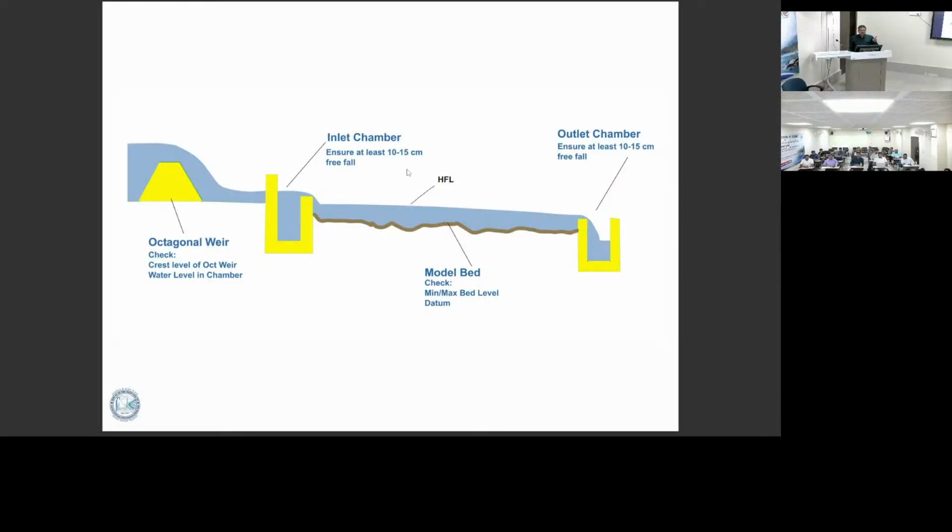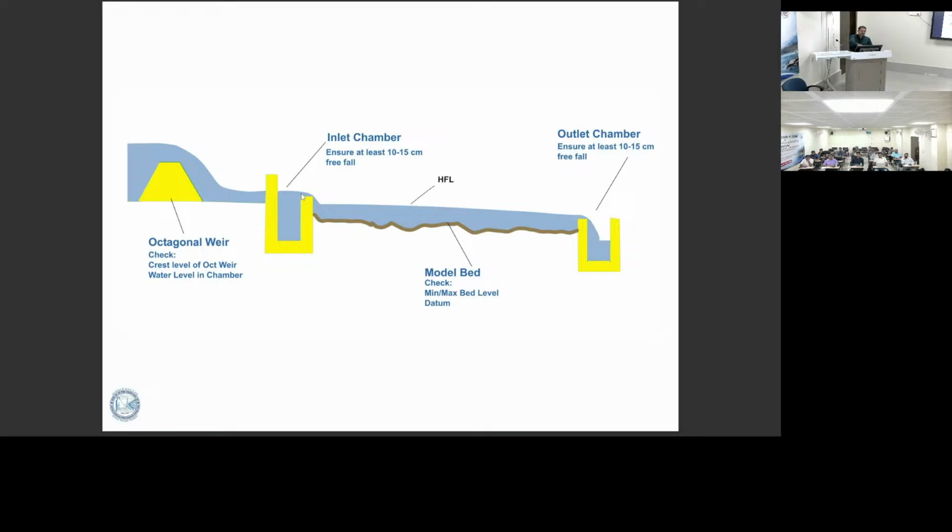This is what I meant to say earlier about head. You can see the octagonal chamber. The difference between the head of this one and the inlet chamber should have a minimum gap of 15 centimeters. Then it will fall as a free flow here.